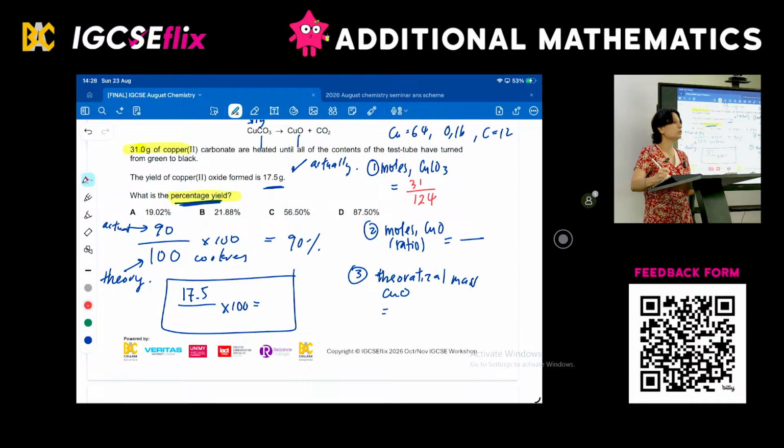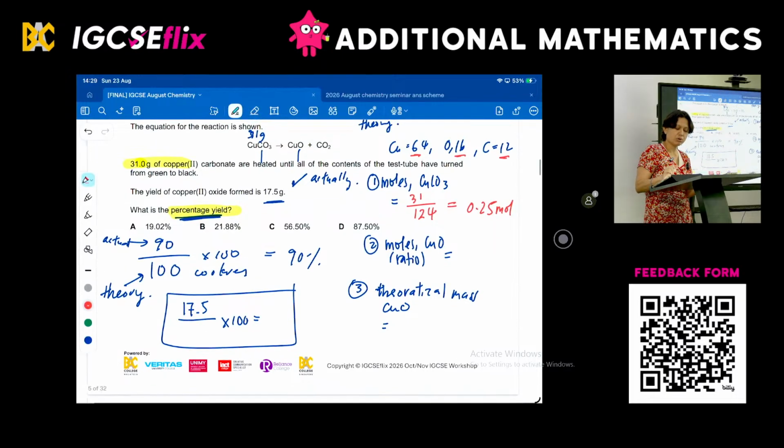Okay, molar mass of copper(II) carbonate, 124. You managed to get that? Yeah? Copper is 64, oxygen 16, carbon 12. So CuCO3 is 124. Okay? 31 over CuCO3 is 0.25 mole. Did you get that? All right. So using the mole ratio method, the ratio of this to this is 1 to 1. So if this one is 0.25, this one is also 0.25.